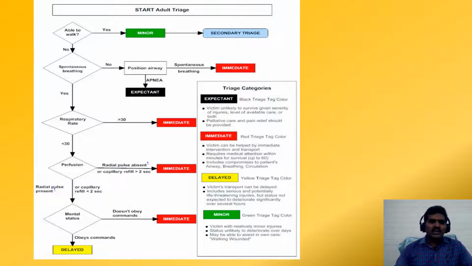You need to look at the mental status. Ask the patient to obey any simple commands. If the patient is able to obey commands, you put the patient into the delayed category. If the patient doesn't obey commands, he should be put into the immediate category. So this is how you do a simple adult triage. First, you look at whether the patient is able to walk or not, then whether the patient is having spontaneous breathing or not, then count the respiratory rate, check the perfusion, and check the mental status. By the time you go into mental status, you have triaged all the patients.